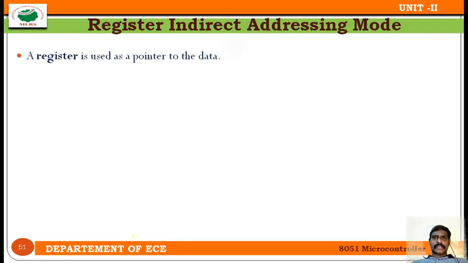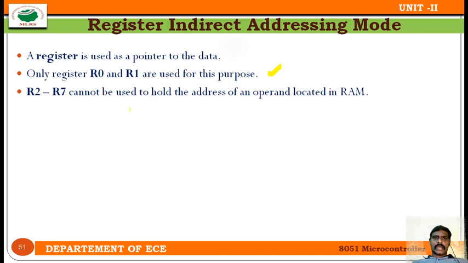So, register indirect addressing mode. A register indirect addressing mode is used to point to the data. Only registers R0 and R1 are used for this purpose. So R2 to R7 cannot hold the address of an operand located in RAM.